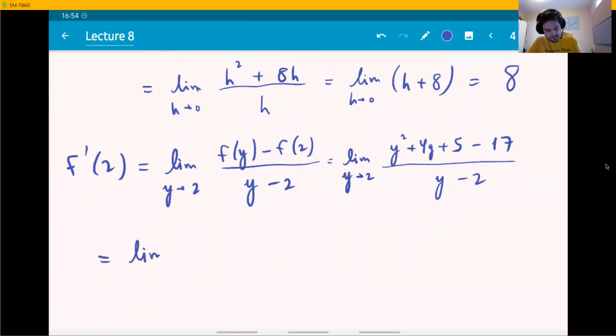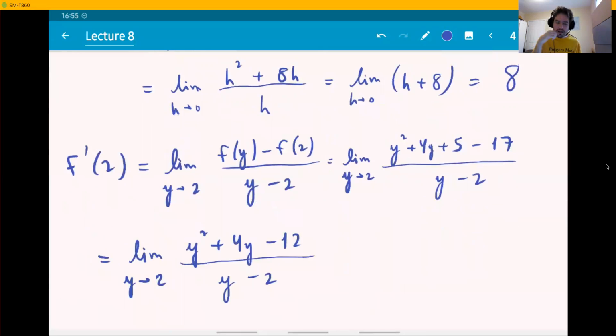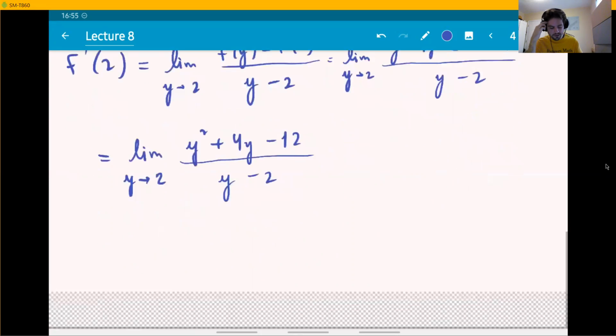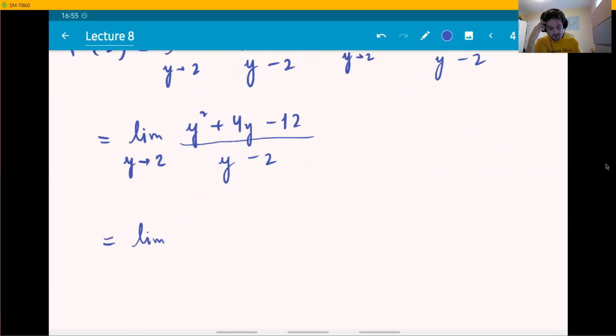So this gives you, after simplifying this numerator, y squared plus 4y minus 12 divided by y minus 2. Well, plugging in y equals 2 is going to give you a 0 over 0, as it should. So we know that we need to simplify it from here. And what is the way to simplify this? You want to factor the numerator, and you will most likely find a factor of y minus 2 in it.